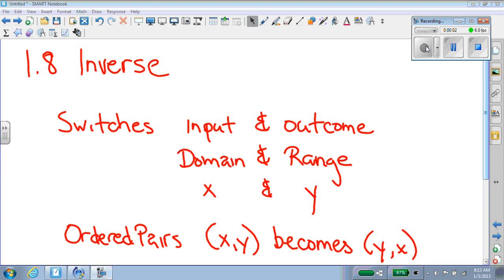Today we're going to talk about inverses. Okay, so what is an inverse? We've seen inverse before. An inverse switches inputs and outcomes. In other words, it switches domain and range, or very simply, it switches x and y. So as far as ordered pairs are concerned, an ordered pair (x, y) would become (y, x), right? The x and y would switch.